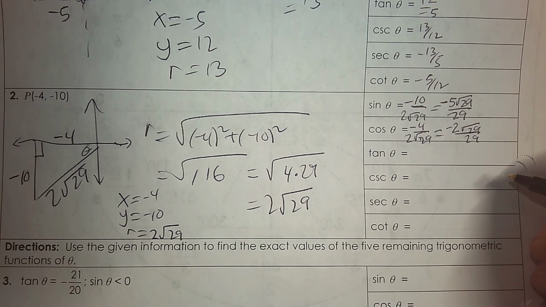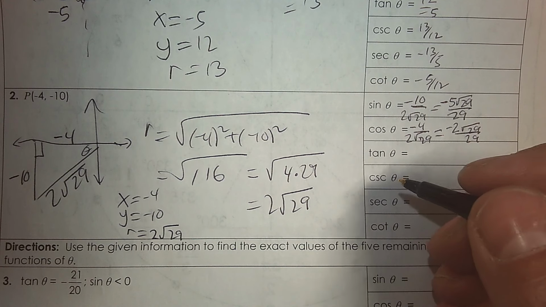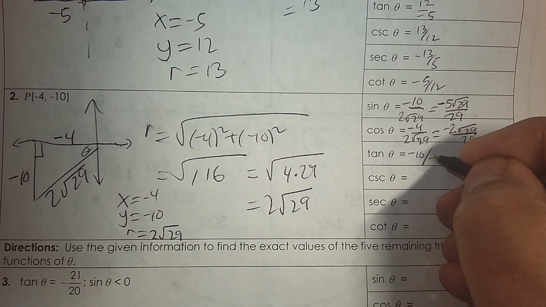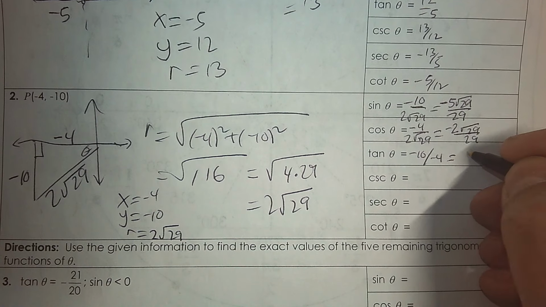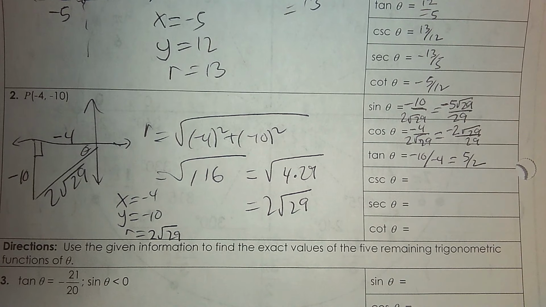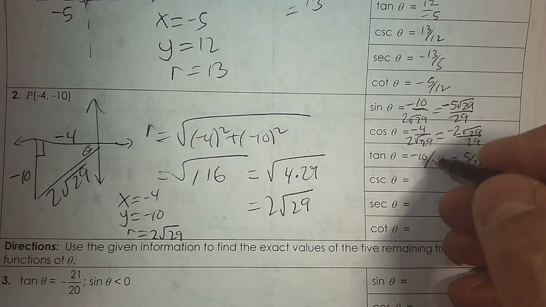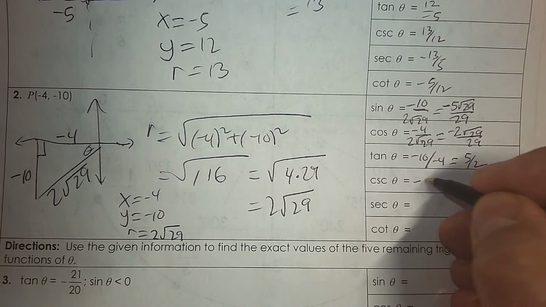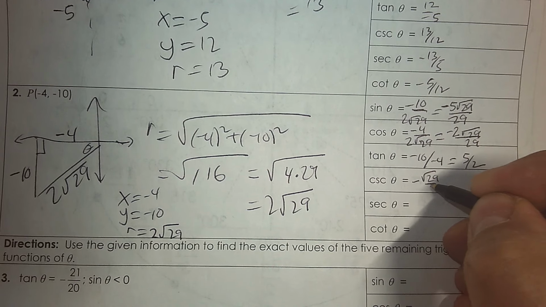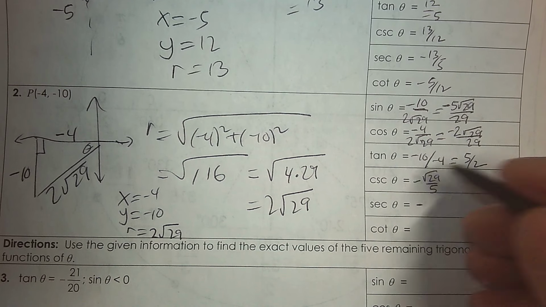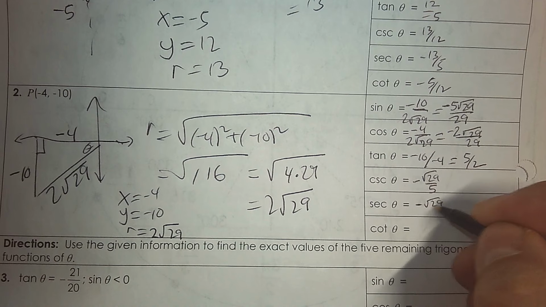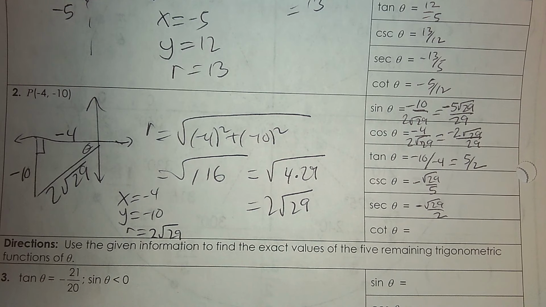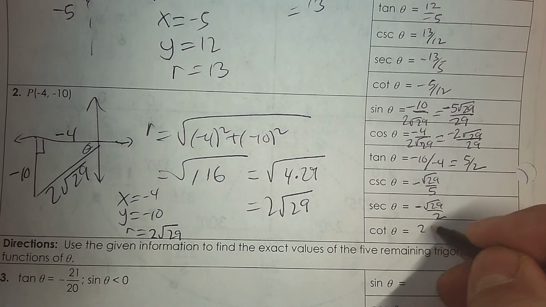Tangent would be much simpler. It's just y over x. So it's negative 10 over negative 4. You can definitely write that as 5 over 2. And then the reciprocals. So cosecant, remember it's a 5. So when you do the reciprocal, it's negative root 29 over 5. Secant, make sure it's 2. So it's root 29 over 2 when you do the reciprocal. And then cotangent's positive 2 over 5.